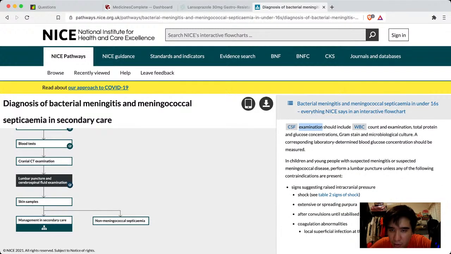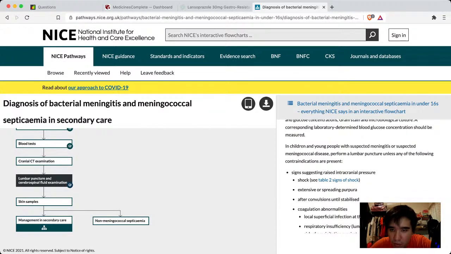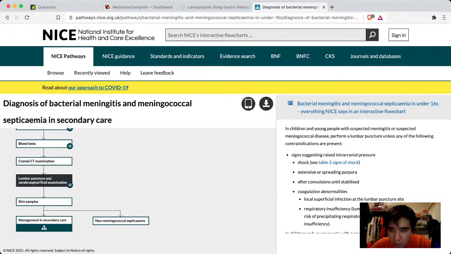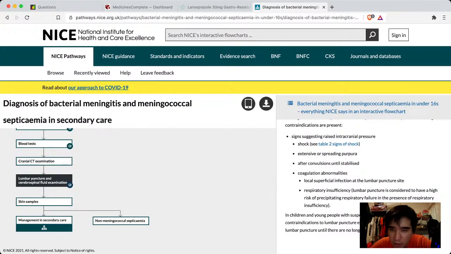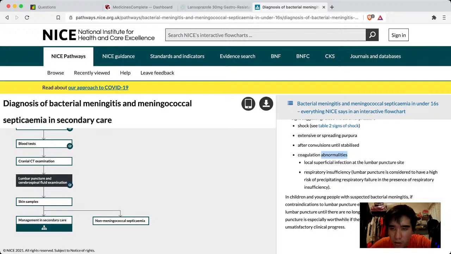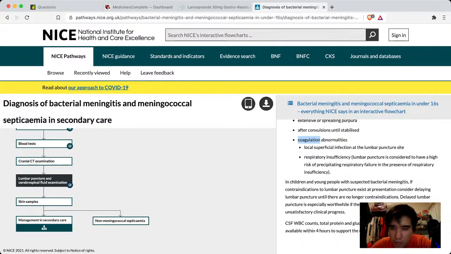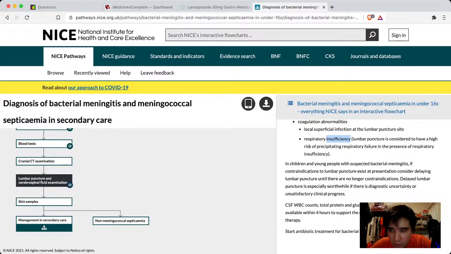You want to look at the white blood cells of the CSF. Stain it. Glucose measured. Do not perform a lumbar puncture if any of the following contraindications: shock, raised intracranial pressure, spreading purpura, convulsions, coagulation abnormalities, superficial infection of the site, respiratory insufficiency.